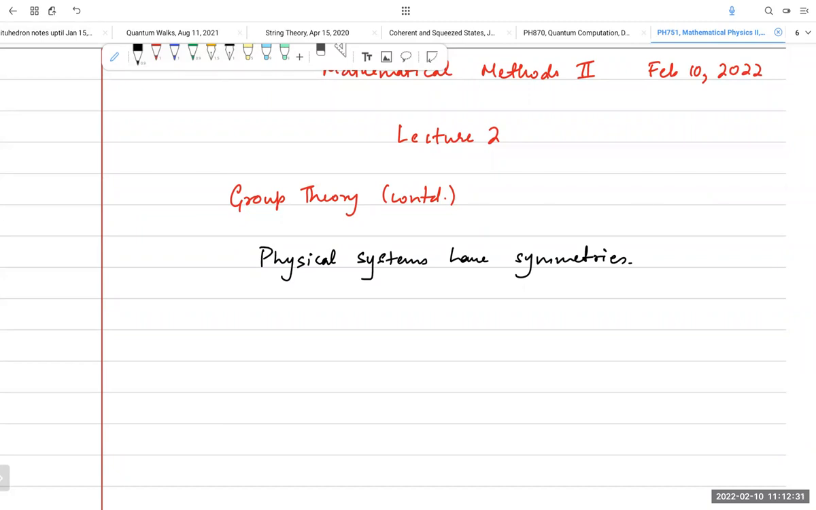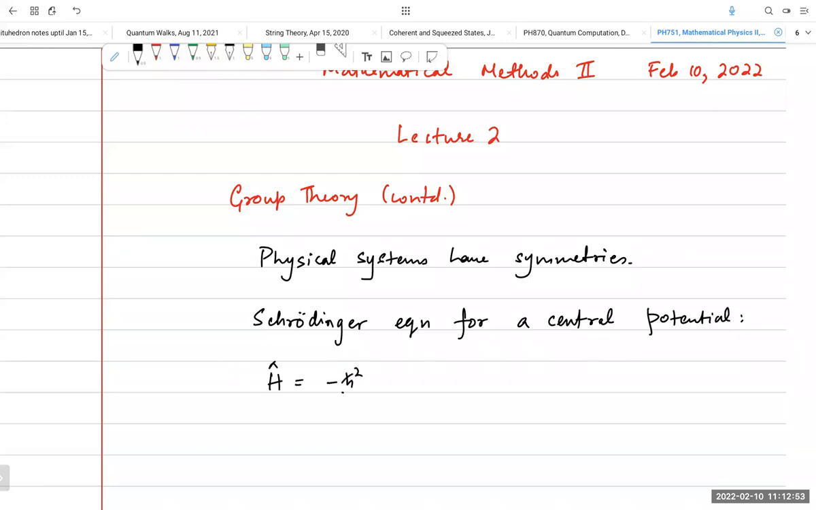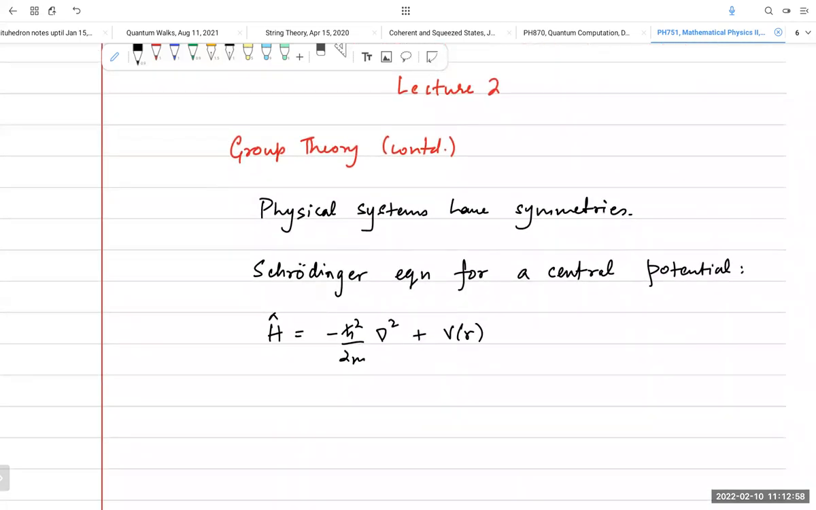As an example, take the Schrodinger equation for a central potential. What does the Hamiltonian look like? This is our Hamiltonian: this is the kinetic term and this is the potential, and it only depends on r. That's why we call it a central potential.